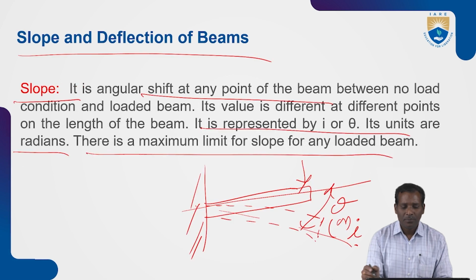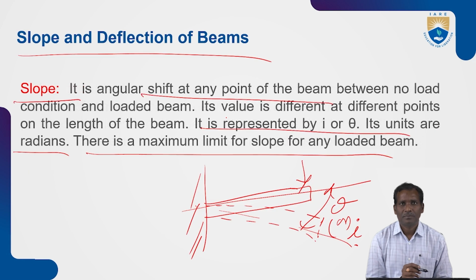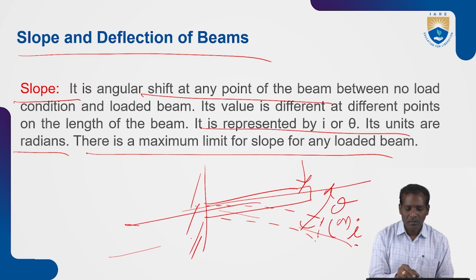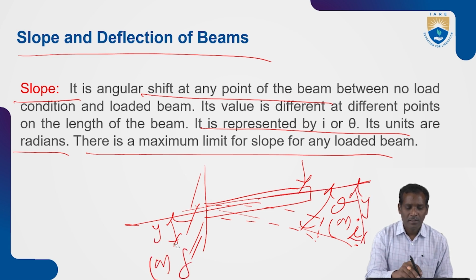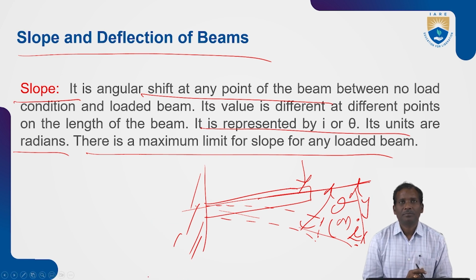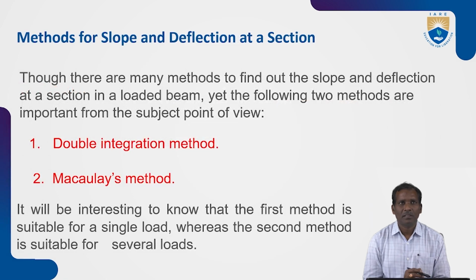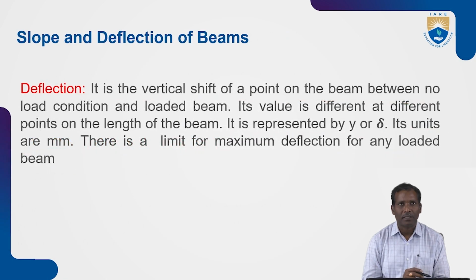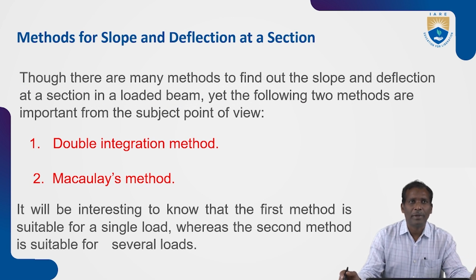See, in this, the vertical shift of a point on the beam is Y or delta. What is the vertical shift? The distance, the deflection height. There is a limit for maximum deflection for any loaded beam. These are the two definitions, slope and deflection, you should know before entering into the main topic.